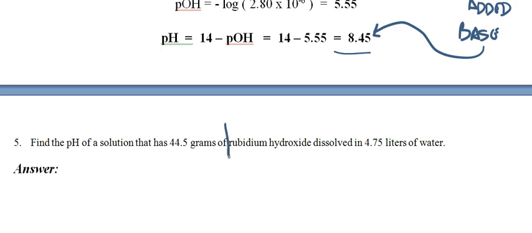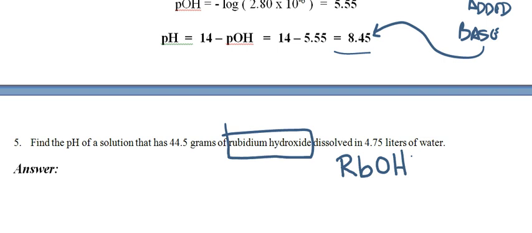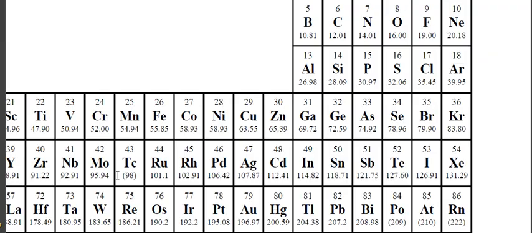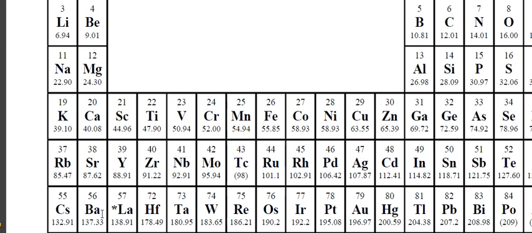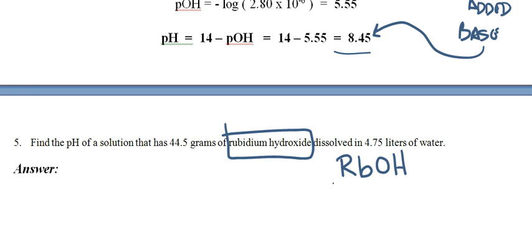Because you must recognize what this is. If you don't know what that is, you're dead in the water. Okay? So rubidium hydroxide is this. And when you write it out, hopefully it'll go, oh my gosh. If I go and look at my periodic table, I notice that rubidium is right there. So if rubidium's right here, I have a strong base.